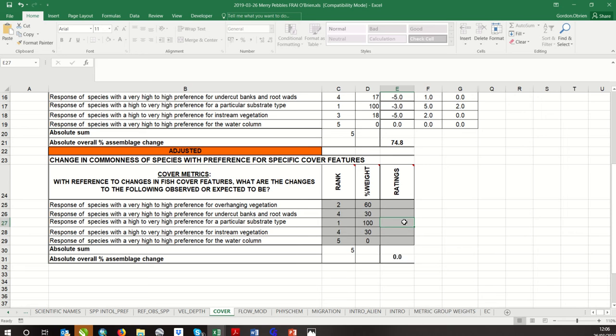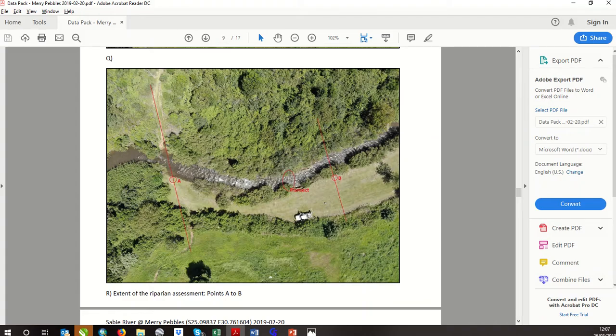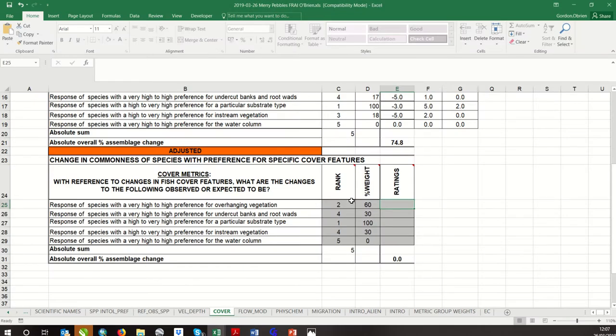What about, we can actually start from the top. What about the preferences for overhanging vegetation? Has there been a change in species? I did have some species and I found nothing. But how has the overhanging vegetation changed? Well, it's abundant. Can you see that? So it cannot have had much of an impact. I'm going to keep it low. I'm erring on the side of caution by not saying 1, but I'm going to keep it low.